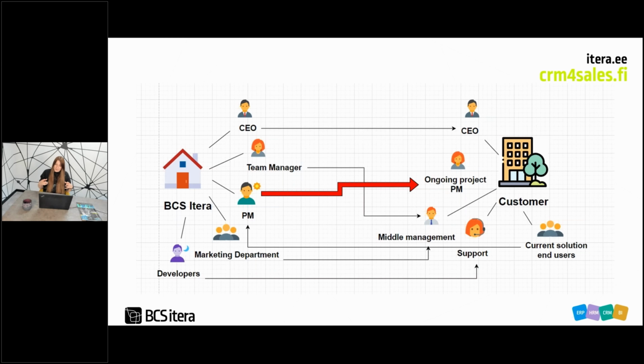But what can also happen is that the CEO of BCS Ether met the CEO of the customer at the airport, and they had a small talk. And this is how our CEO learned, you know what, there are some strategic changes the customer is planning, and maybe they're going to need another product. Maybe this is where we should step in and be helpful.